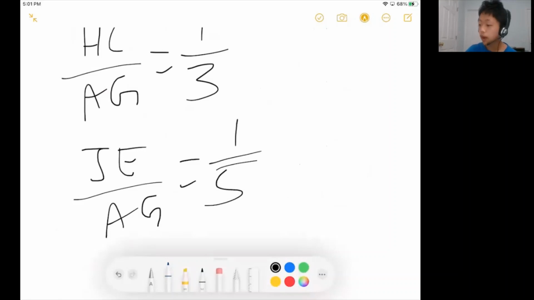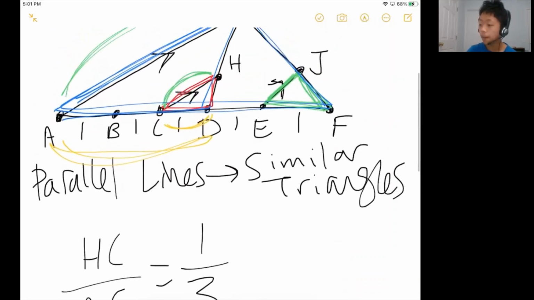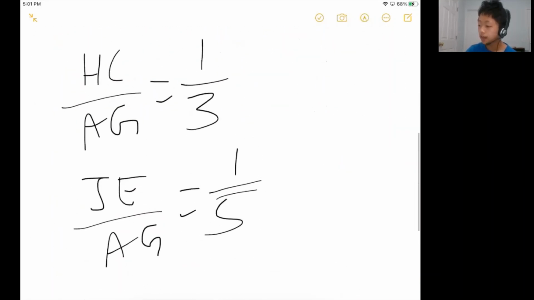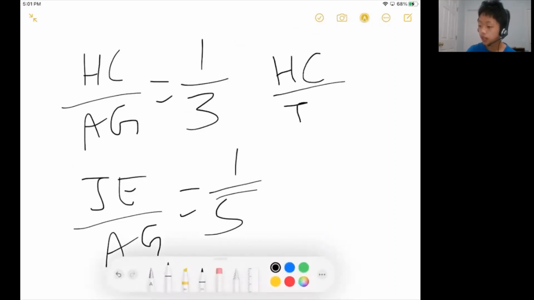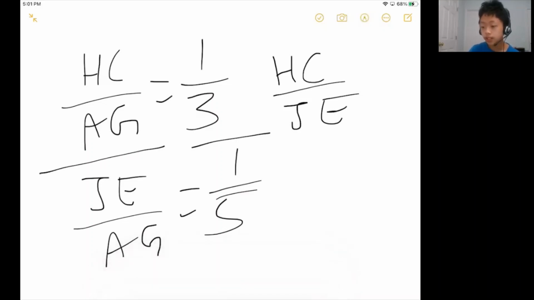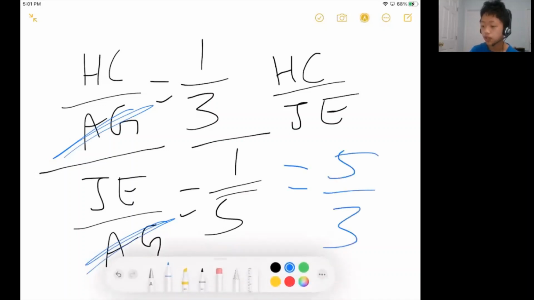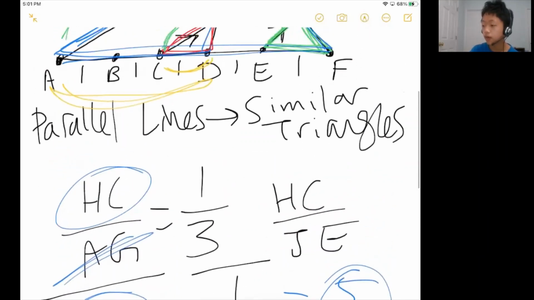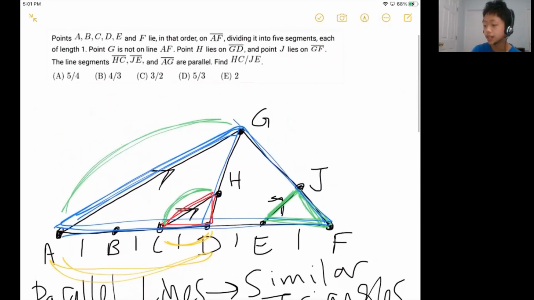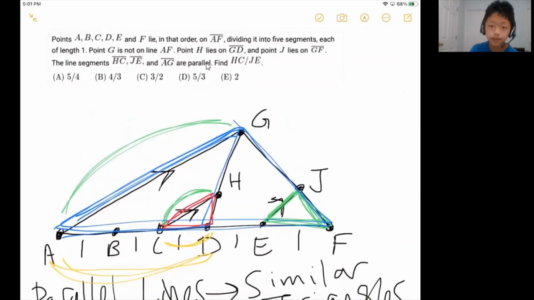And then we want to find the ratio HC over JE. To do that, we can just divide these 2 equations. If you divide these 2 equations, the AGs would cancel. And on the other side, if you flip the fractions, you get 5/3. So HC over JE is equal to 5/3. And if you look back at your answer choices, that would be choice D. That would be the right answer.